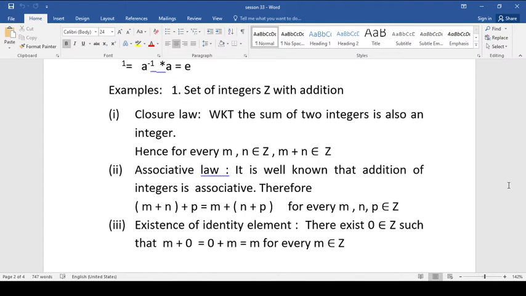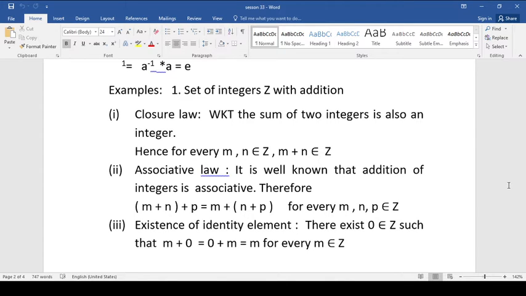Associative law. It is well known that addition of integers is also associative. Therefore, (m + n) + p = m + (n + p) for every m, n and p belonging to the set of integers. Existence of identity element. There exists 0 belonging to Z such that m + 0 = 0 + m = m for every m belonging to Z.